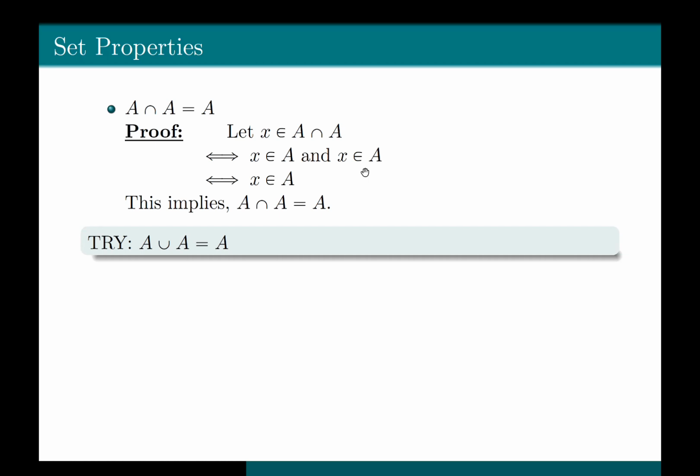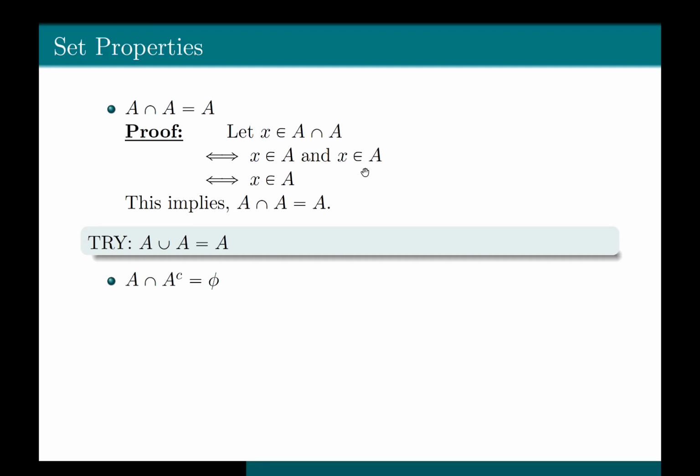So again, while proving this, you can just use the if and only if sign, and you can prove both the sides at the same time, and you don't have to do it separately. Next, the property which we are going to prove is that A intersection A complement is equal to empty.